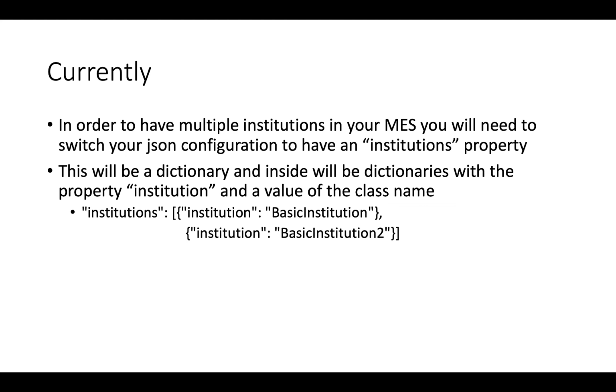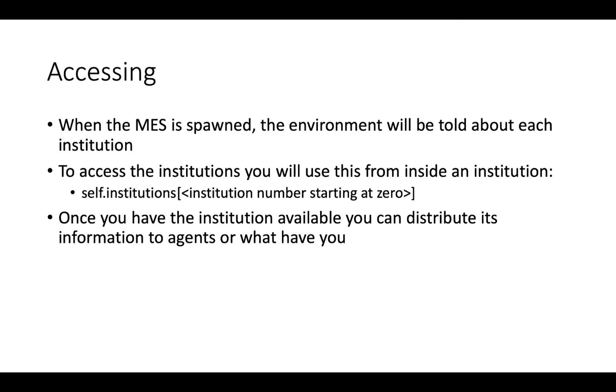So in this example you see here, we would add this to the JSON configuration. We would add institutions, and then we'd have a dictionary, and in this case we have two institutions, so we have basic institution and basic institution 2. And so using this configuration we'd be able to run this and have access to multiple institutions.